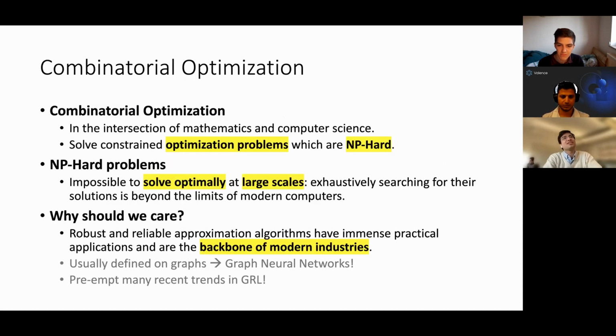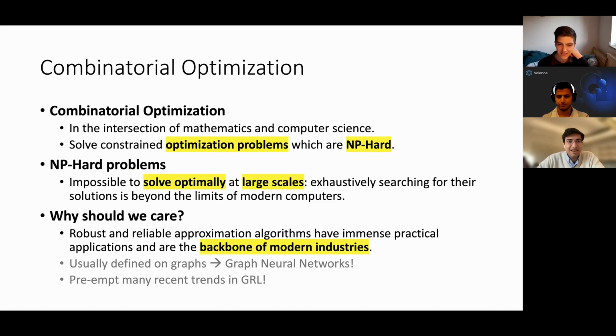So the main topic is combinatorial optimization, and this is a branch of research that's in the intersection of mathematics and computer science. And the idea is that we're solving certain optimization problems which are specifically NP hard. What that means is that even if you can solve these problems at small scales, it's impossible to solve them optimally at large scales. Essentially, you can't search for exact solutions for these problems on modern computers.